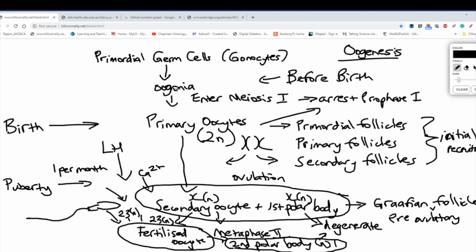Are there any last questions? Otherwise, I think that's really it. Is the first polar body also housed within the Graafian follicle where it degenerates?